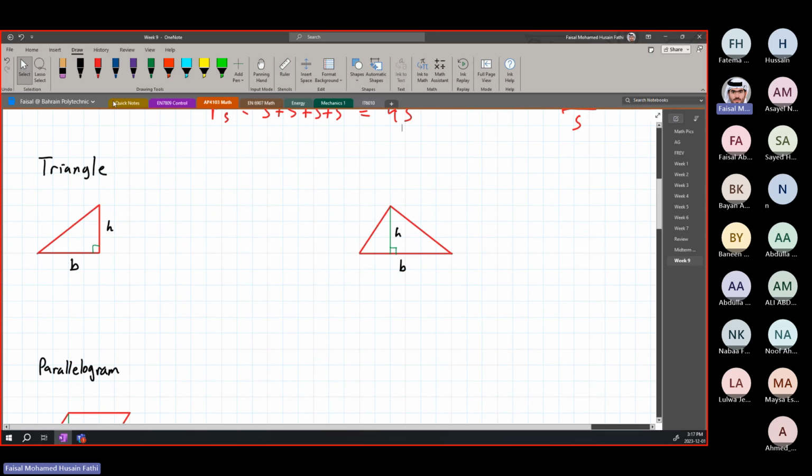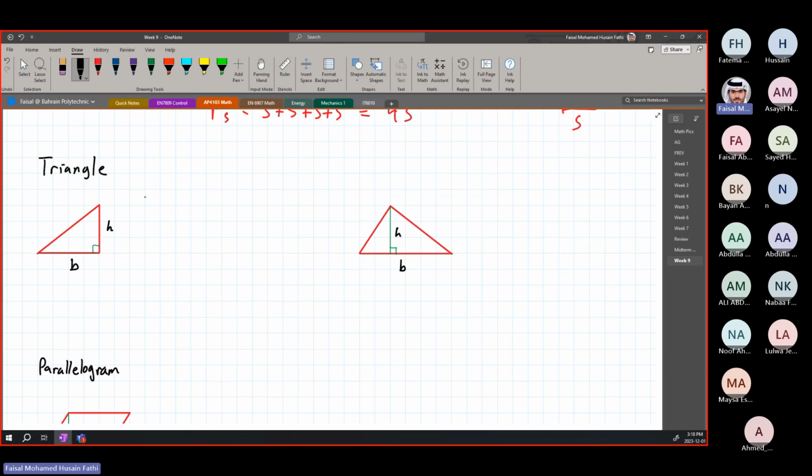Now let's move on to a triangle. A triangle, I'm pretty sure most of you know the equation is BH over 2 for the area. But let's start first, let's see where that comes from. So let's take this shape over here on the right. We have the B, which is the base, and the H, which is the perpendicular height, as in it forms a perpendicular over here with the base. How did we get that equation that we always know, which is BH over 2?